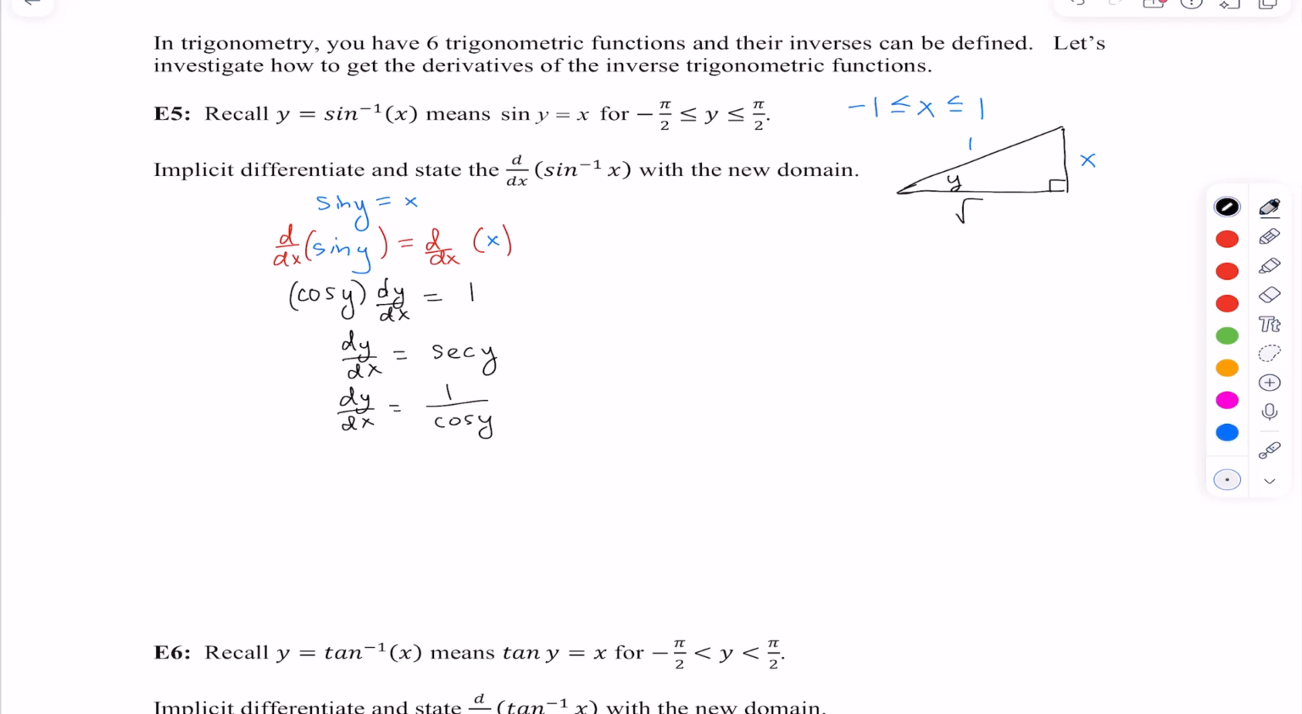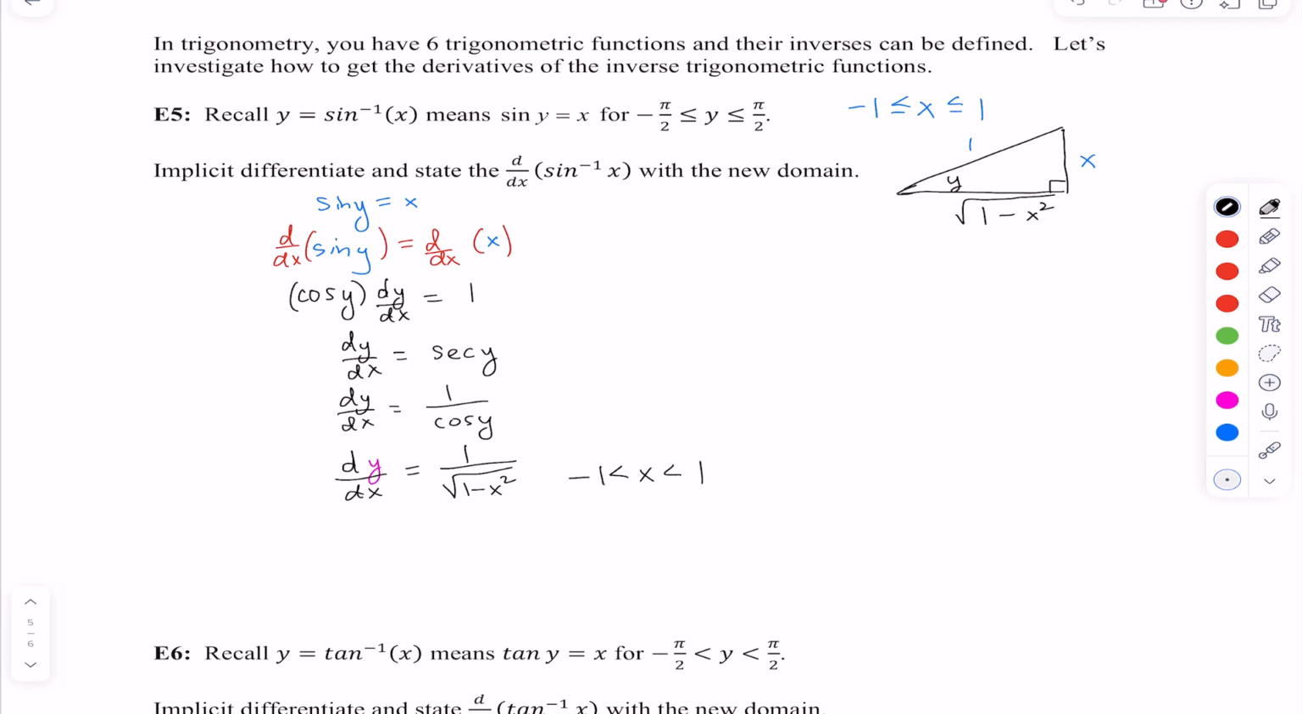After solving the Pythagorean theorem, you realize you get the square root of 1 squared minus x squared, and that is the cosine of y. We could substitute that. So the derivative of y with respect to x is now equal to 1 over the square root of 1 minus x squared. We can't have 0 in the denominator, so that means x has to be between -1 and 1 non-inclusive. So you can't include 1 here.